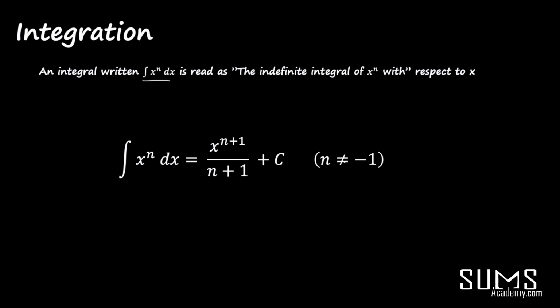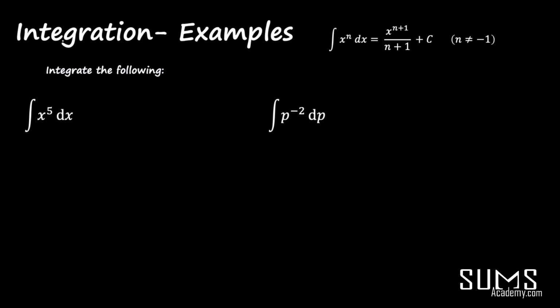And n cannot be equal to -1 because -1 plus 1 would be 0, and everything to the power of 0 is 1. So that would kind of make the function fall flat. So that's why it's like that. So let's do some examples to cement this in.